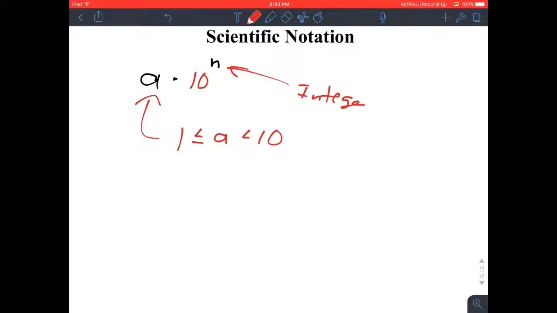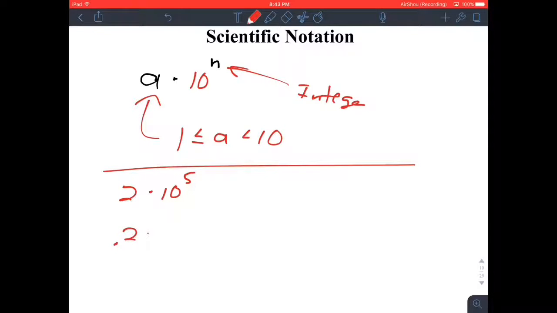So as an example, I'm going to write down some numbers and you tell me if it's scientific notation. 2 times 10 to the 5th, is it or isn't it? 0.2 times 10 to the negative 3rd, is it or isn't it? 4.12367 times 10. And let's go with negative 1.4 times 10 to the 8th.